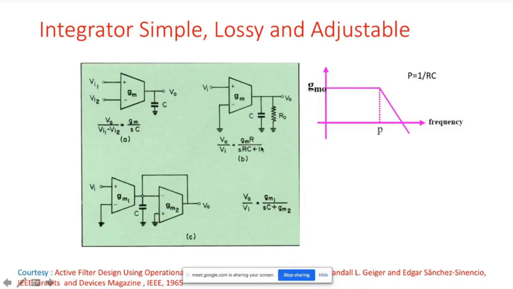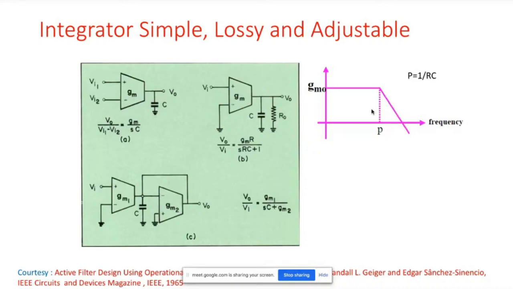So here your pole is located at 1 by RC, and what you get is a DC gain of GMR. Whenever S is 0, that means in frequency, or you can say DC, you get GMR, which is the gain. After that, it will remain constant for low frequency. As the frequency increases, you get a response which is attenuated with a single pole, that is minus 20 dB per decade. So the pole location will be 1 by RC.